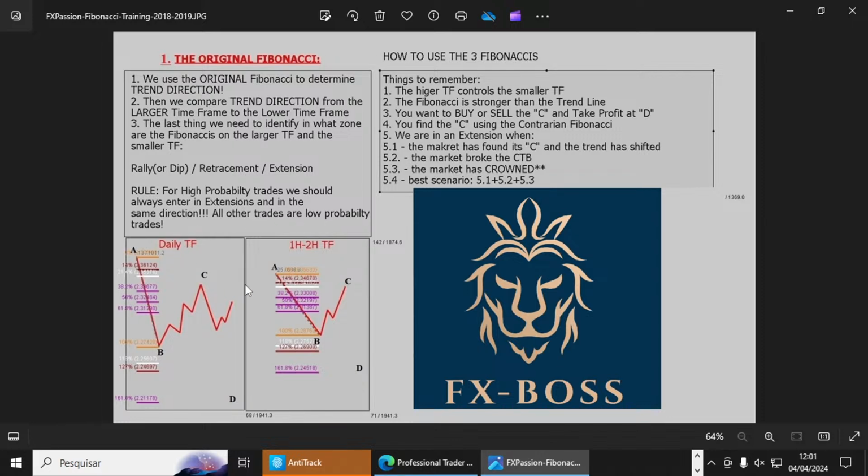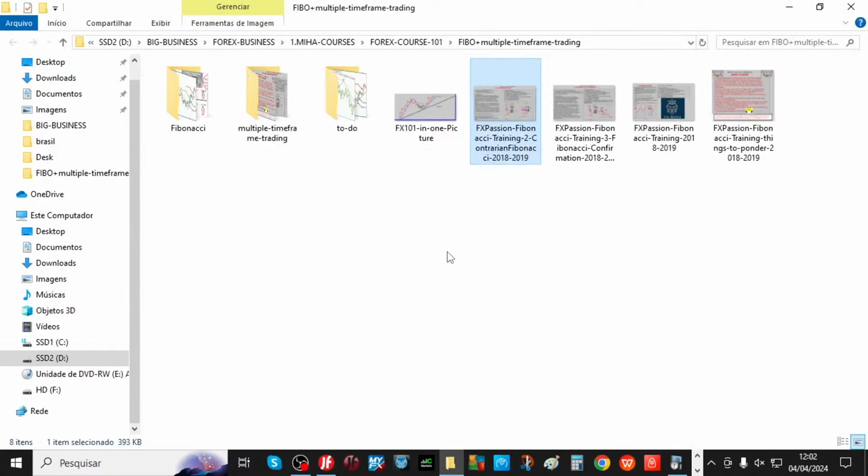So here is an example of the daily time frame. ABCD is down, Fibonacci is down, and the 1 hour, 2 hour time frame it's also down. It's in a retracement, right? The daily is making lower lows, lower highs, the 1 hour, 2 hour not. Anyways, more of the secrets are in the Fibonacci Mastery course.